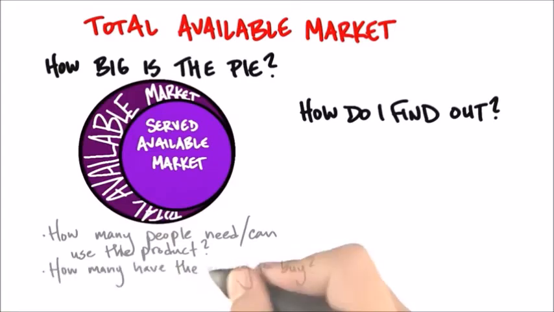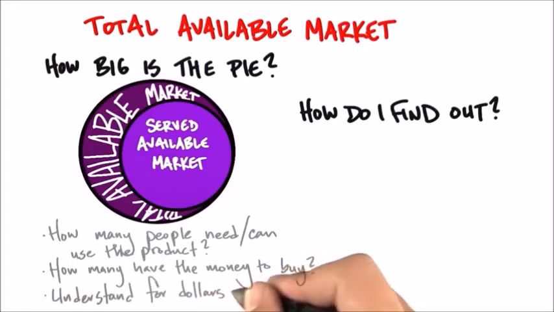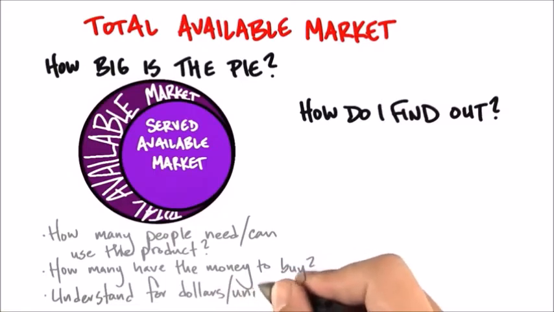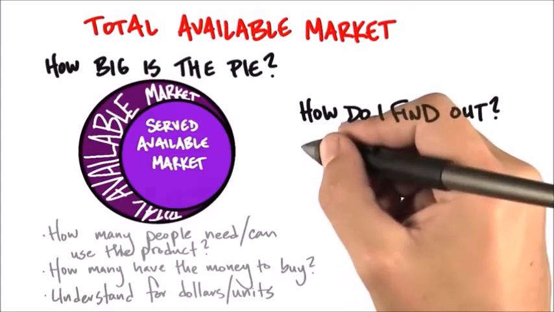And how many people have the money to buy the product? That is, are you a 99-cent product or are you a $99 product? Now you're narrowing the market based on pricing or availability. And you want to do some thought experiments, like how large would the market be in dollars if they all bought? If everybody in the served available market bought, how large would this be? This is your first test to say, oh, or wow. And you want to understand this both for dollars and units. And how do you find out? Well, this is one where you're really out of the building and talking to customers.